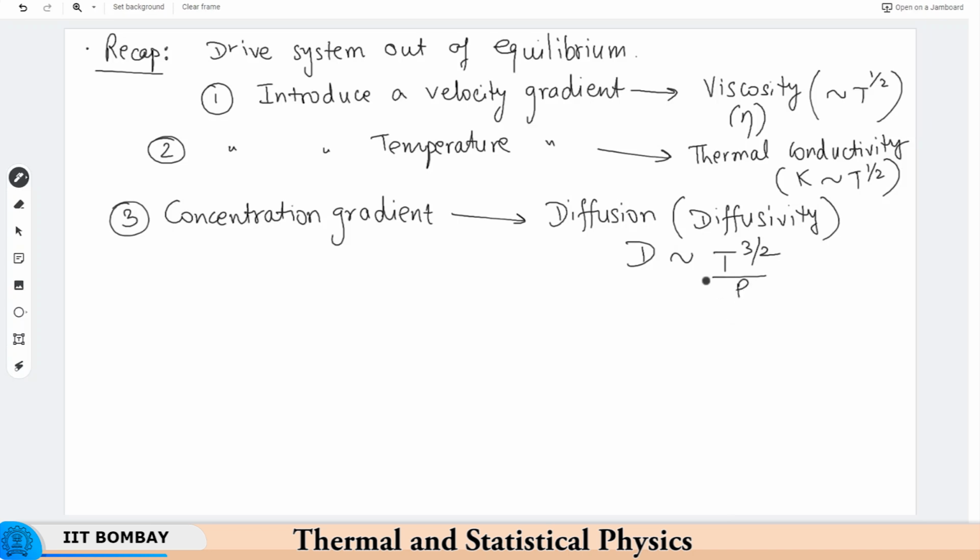And within a reasonable window of these parameters, temperature and pressure, this holds really well, right? So this in some sense is the success of kinetic theory in predicting the dependence of these transport properties on parameters like temperature and pressure and so on, right?